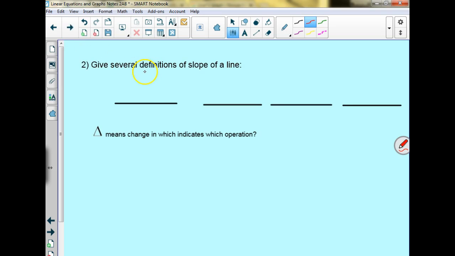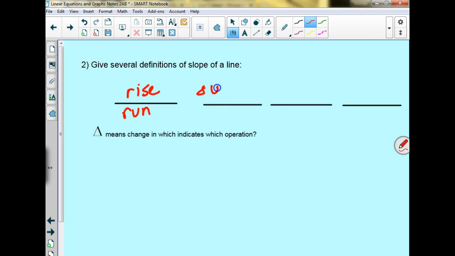All right. Give several definitions of slope. We did some yesterday. Do you remember some? What do you got? Good job. What else, guys? What if I ask for a formula for slope next week on the quiz? What are we going to write? Okay, that's not slope. That's an equation. It's a linear equation.